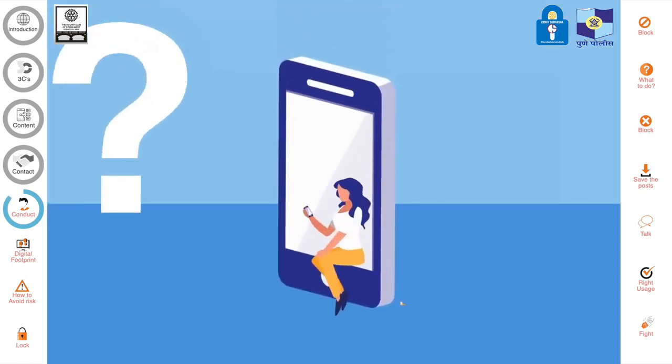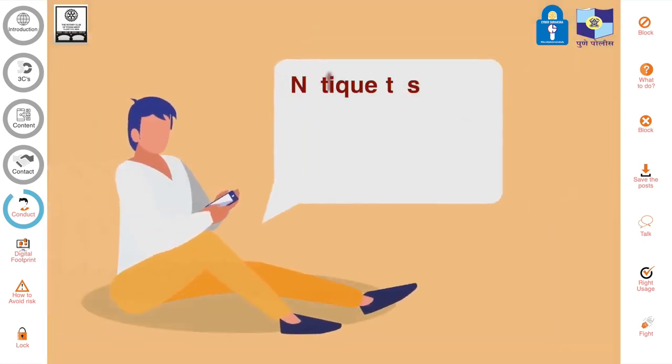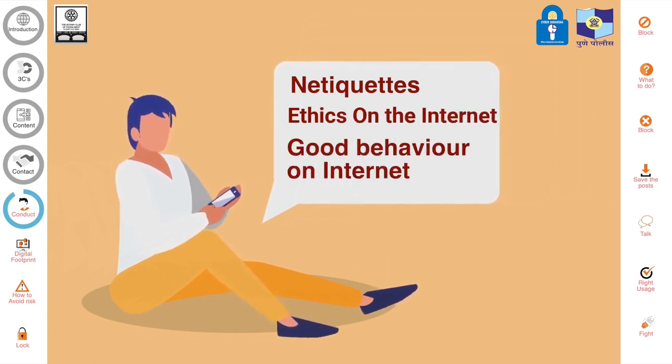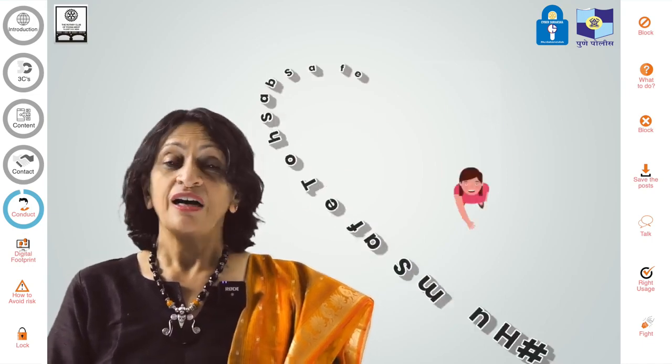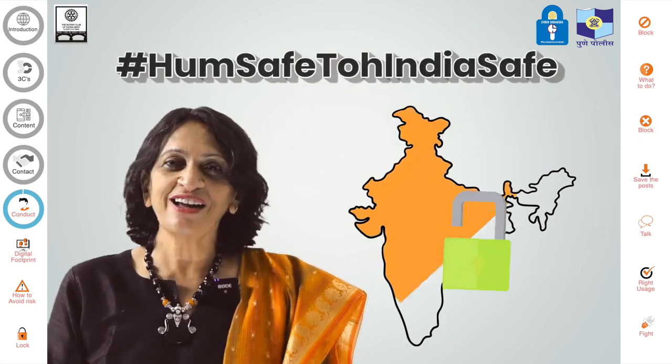These are definitely questions you must ask yourself. Netiquettes, ethics on the internet, good behavior on the internet. All of these things are something we owe not only to ourselves but to the community we live in. Why? Hum safe, to sab safe. Hum safe, to India safe.